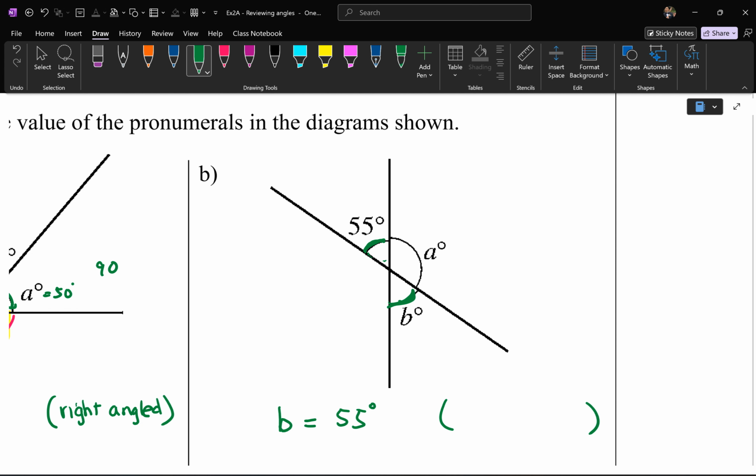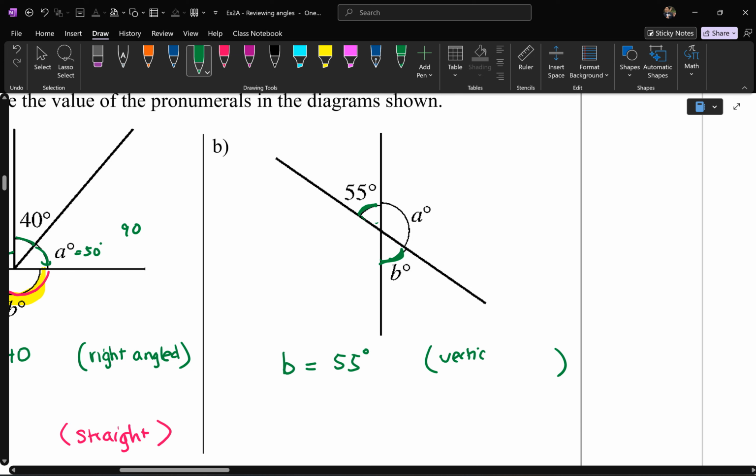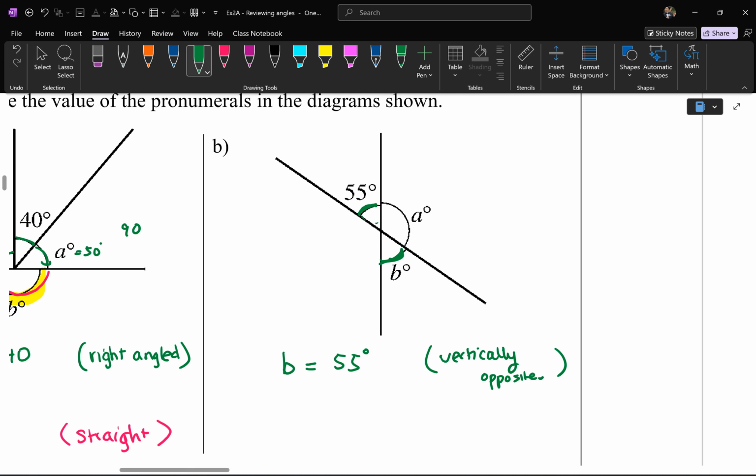But you see that identifying? That's what they will test. A lot of you will be able to intuitively guess what the answer is, but that's why the reasoning matters. Because I don't know if you know it intuitively or do you know it theoretically. Okay, so here we go. Theoretically, it should be vertically opposite. That's why we know B has to be 55.